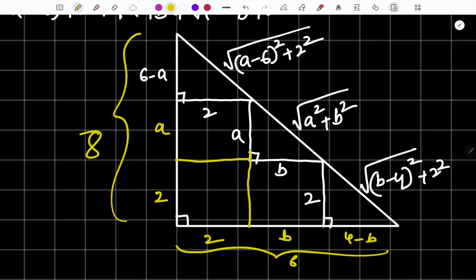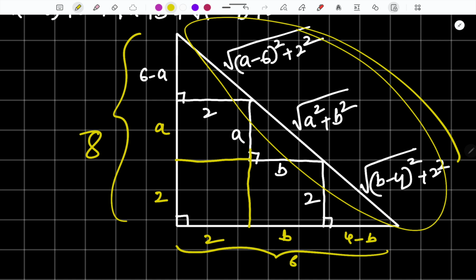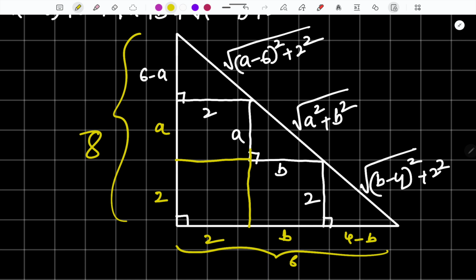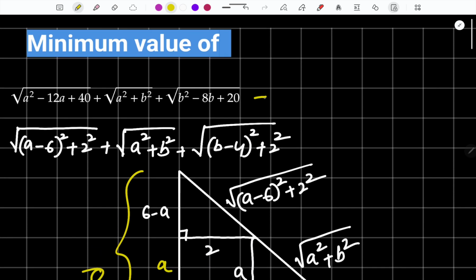Okay, this is 6 and this is 8, and the value of this length is going to be 10 by using Pythagoras theorem. Therefore, the minimum value of this given expression is going to be 10.